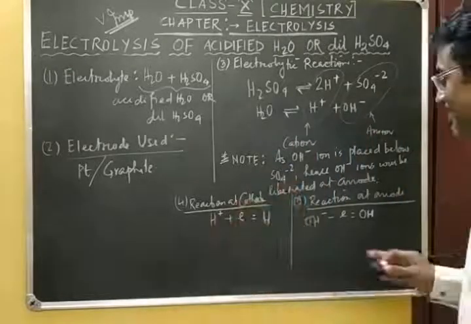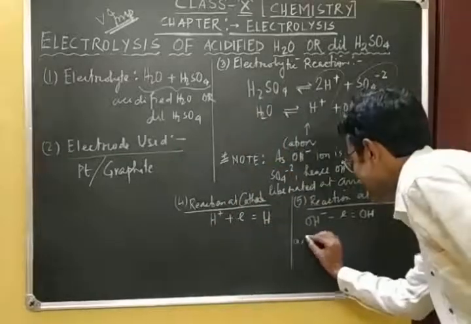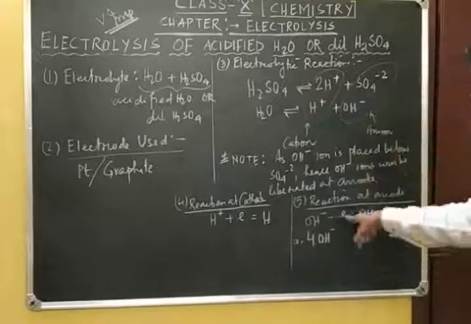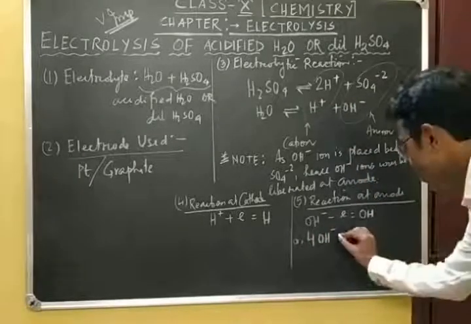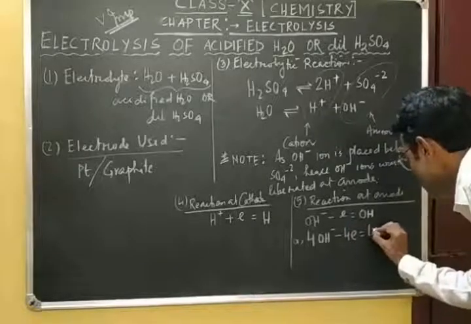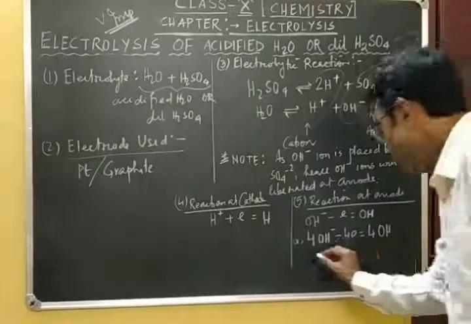In order to balance it, see how I am doing it. Or you can write it like this, 4OH minus. So 4OH, how many electrons will it lose? 4 electrons, so to become 4OH. Now, 4, why 4?